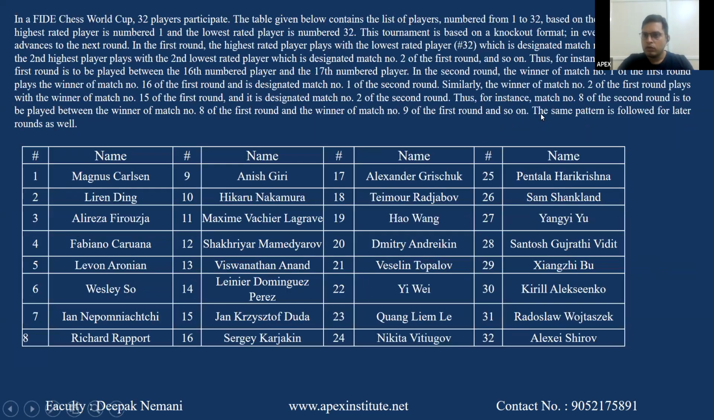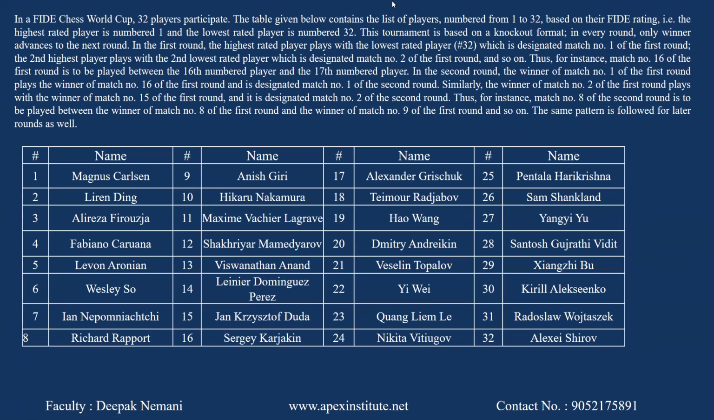Now, coming to this question. In the FIDE Chess World Cup, 32 players participate. The table given below contains the list of players numbered from 1 to 32 based on their ratings. The highest rated player is numbered 1 and the lowest rated player is number 32. The tournament is based on a knockout format. In every round, only the winner advances to the next round. In the first round, the highest rated player plays with the lowest rated player. So 1 and 32, then 2 and 31, and so on.